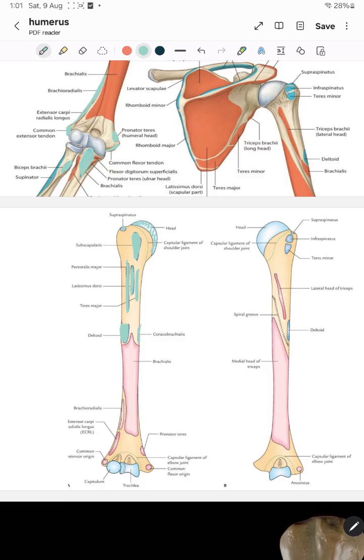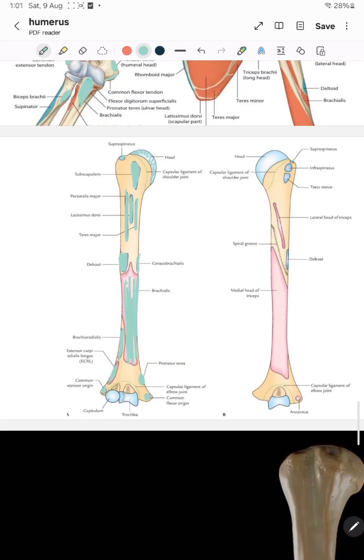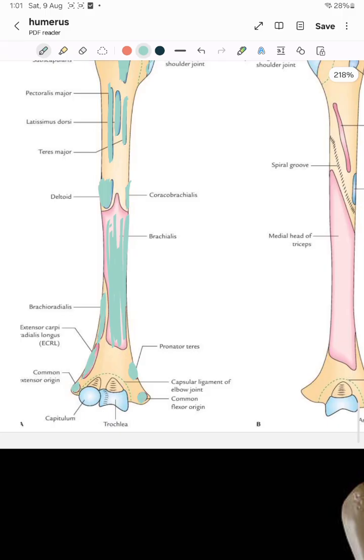Coracobrachialis on the rough impression in the middle of the medial border of humerus. Brachialis in the lower half of the anterior aspect of humerus. On the lateral supracondylar ridge, if divided into thirds, the upper two-third is brachioradialis, and the lower one-third is the extensor carpi radialis longus. The common extensor origin, common flexor origin, pronator teres. Then we should see the capsular arrangement.